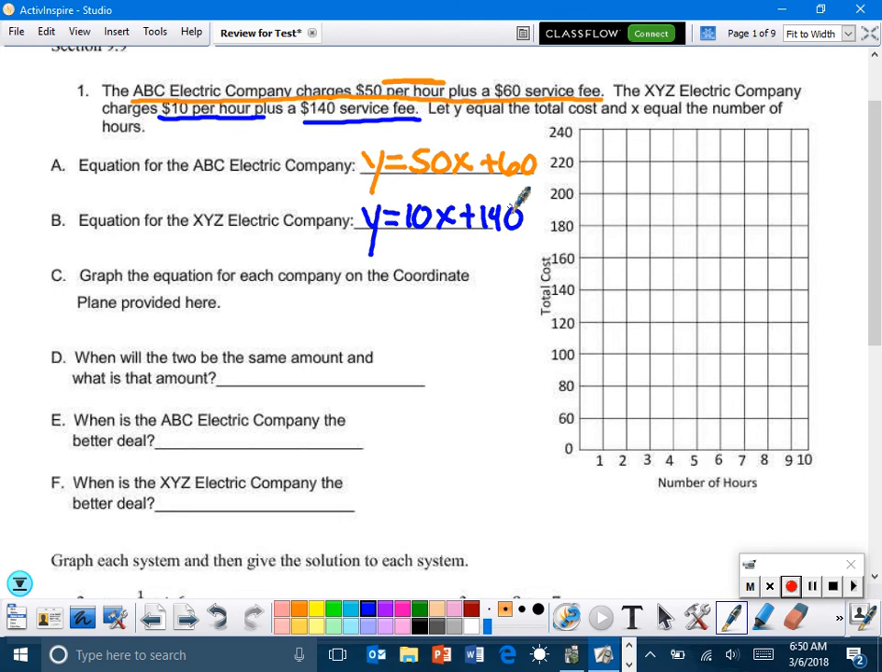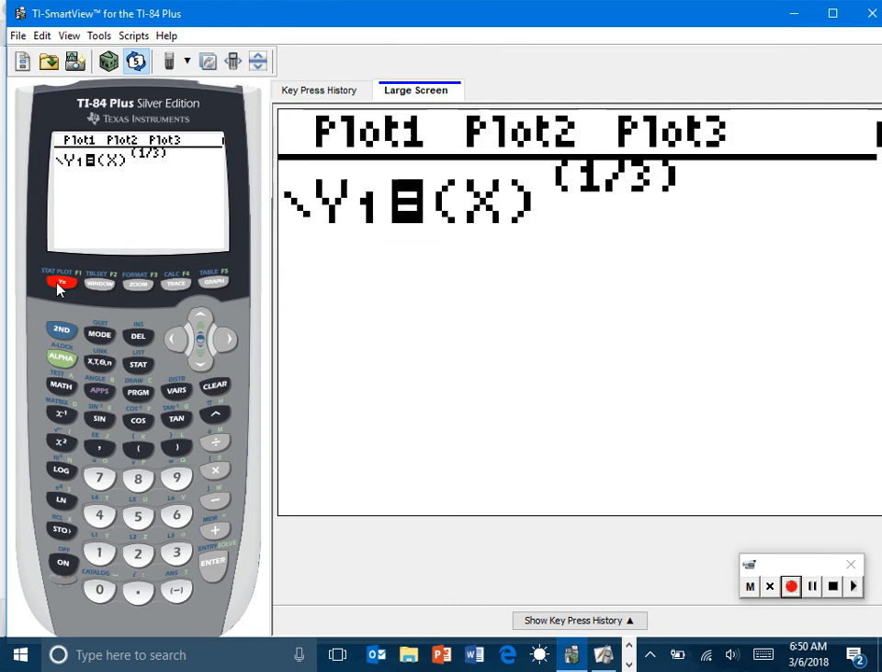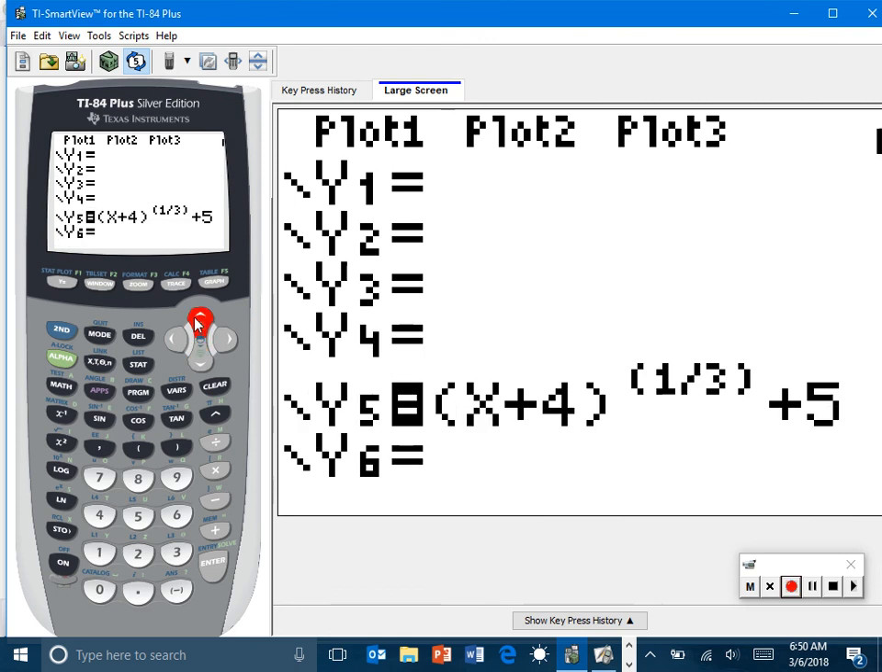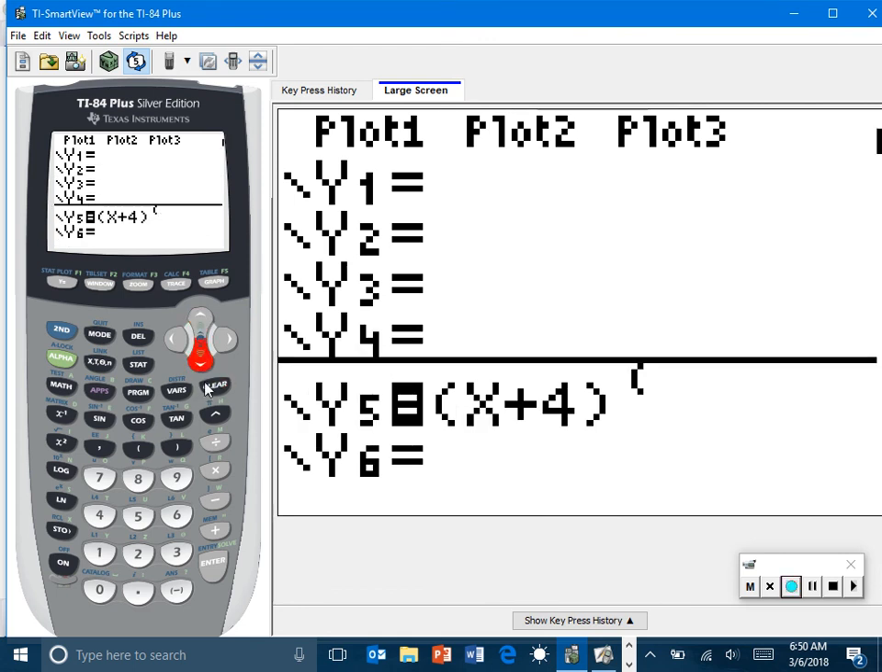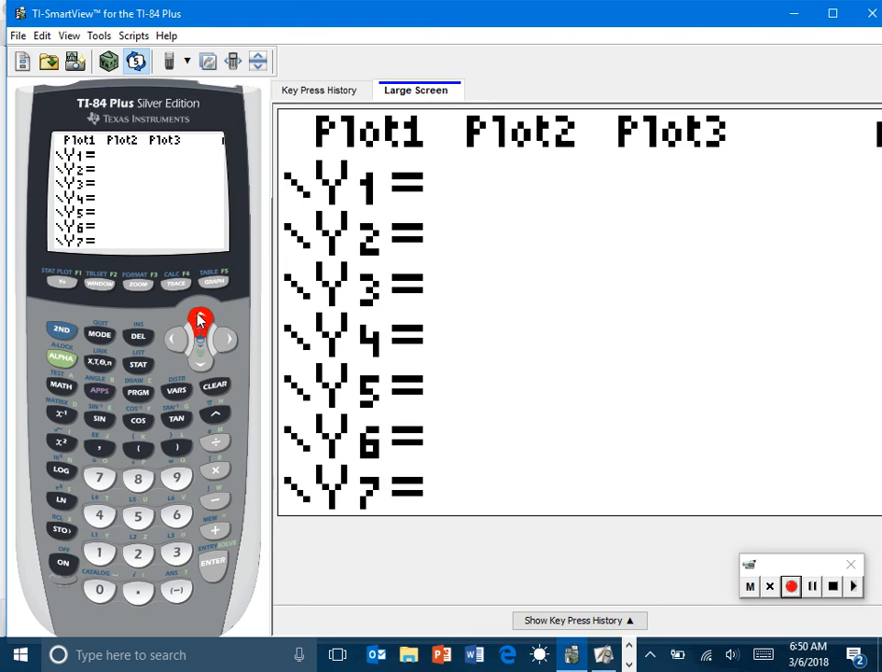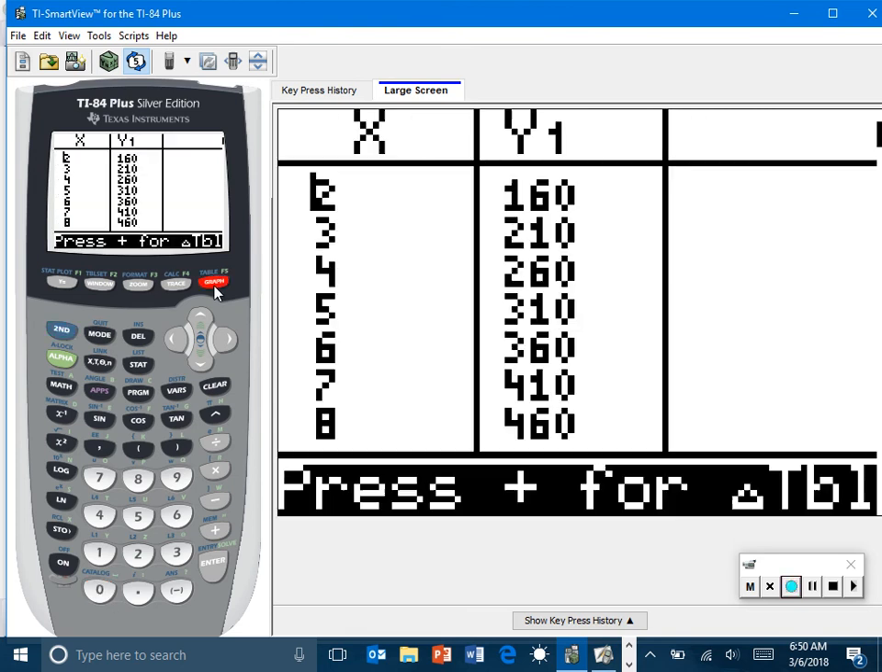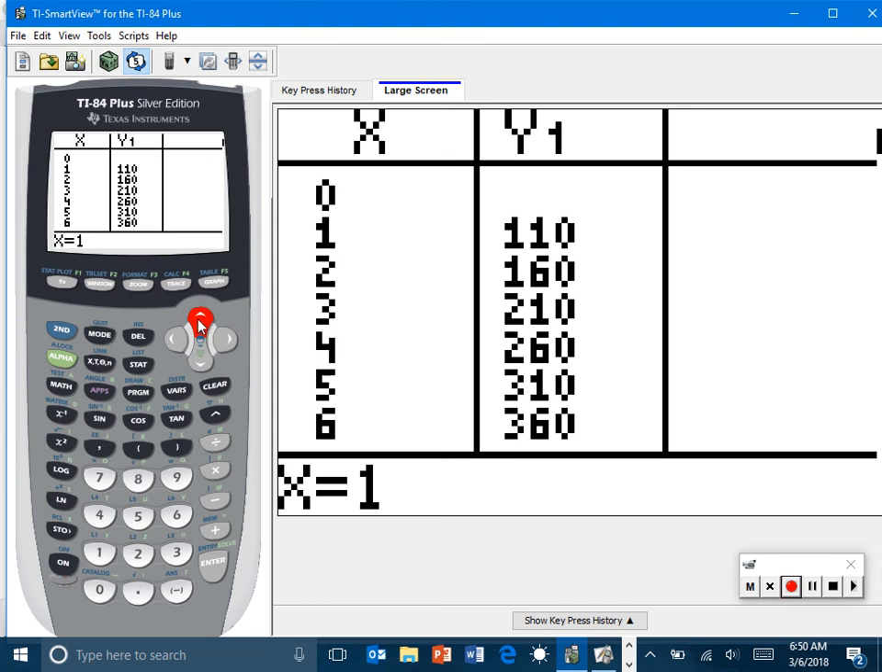All right, we're going to graph these two systems, and I'm going to use the calculator to help. So, to our calculator, Y equals. Let's clear out anything that might be there. In Y1, we're going to put one equation at a time. So we're going to do the 50x plus 60. And then I'm going to go to the table, start at 0, and plot the dots that will easily fit on my graph. All right, so there's our table.